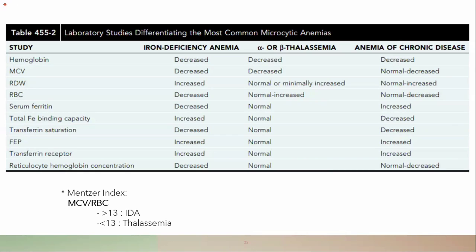Yeah, so that's true. If you understand that, RDW is just a measure of anisopoikilocytosis. In iron deficiency, definitely there is more anisopoikilocytosis because the production depends on the current storage of iron, and obviously the iron storage will fluctuate. This is why there will be a higher RDW and a higher Mentzer index as well. This has come out in an exam before, I think last exam, exactly the same thing that I asked just now.